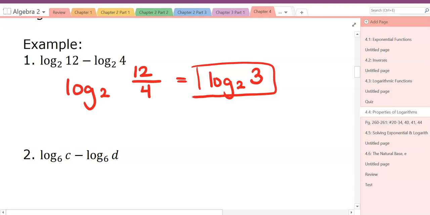So this is similar to that one that we had earlier with the x and the z. You can write log base 6, and then it would be c divided by d. And there's nothing that you can do more with that because they're just letters.